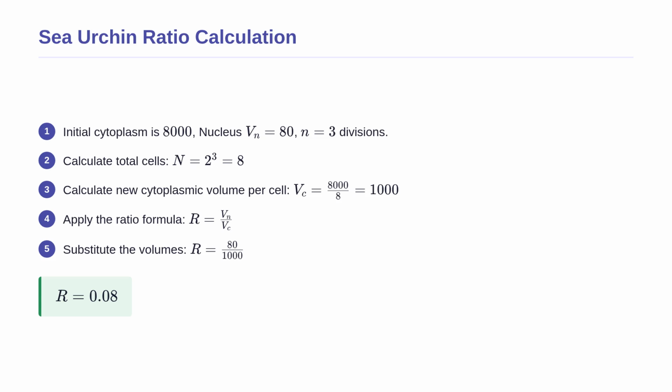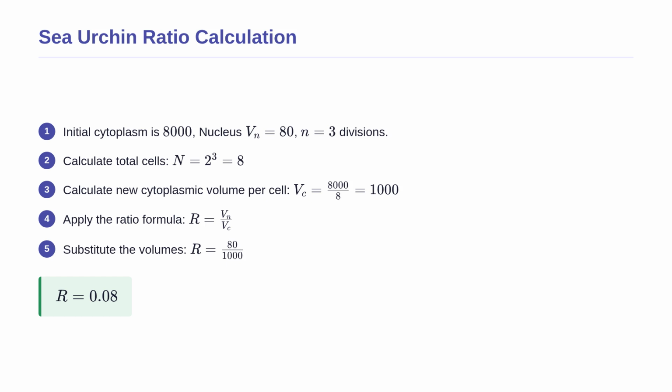Let us see this ratio in action. With a sea urchin embryo, we are given an initial zygote cytoplasm volume of 8,000 cubic micrometers, a constant nuclear volume of 80 cubic micrometers, and 3 rounds of cleavage. We want to find the new ratio. First, we find the total number of cells by calculating 2 to the power of 3, which gives us 8 cells. Next, we divide the total initial cytoplasm, 8,000, by those 8 cells, meaning each new cell has a cytoplasmic volume of 1,000 cubic micrometers.